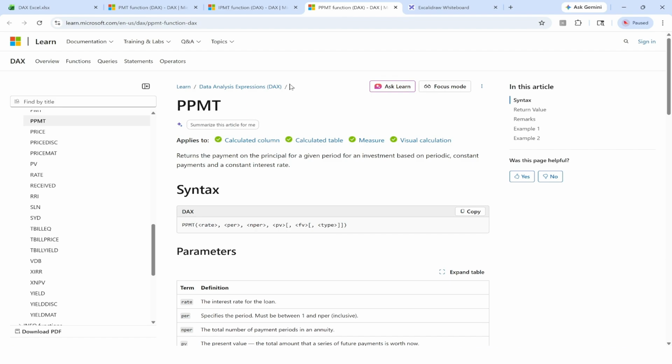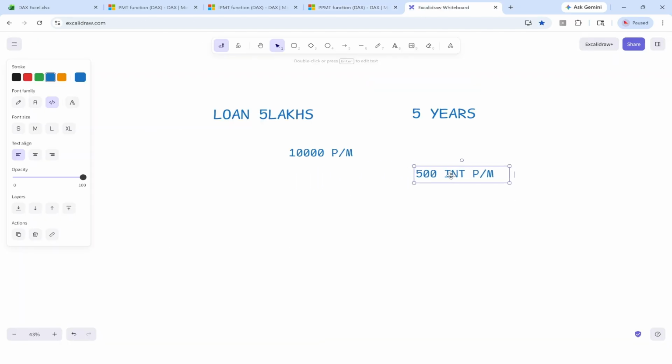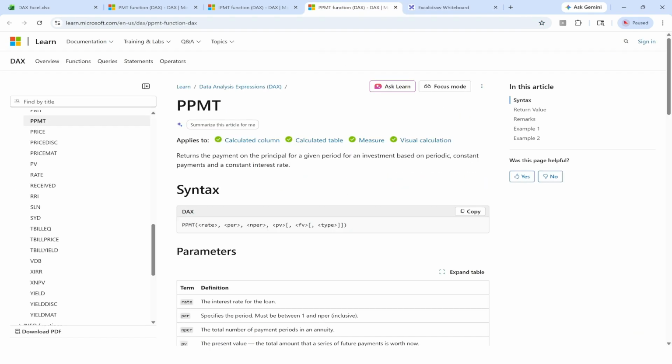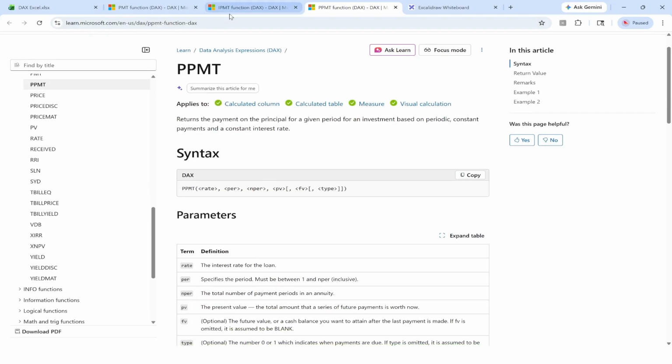Now coming to PPMT, this is the principal payment. You need to calculate the principal payment. What is meant by principal payment? For the first month you are paying 500 interest. If I subtract the interest from this amount, what is the principal amount? 9,500. So you calculate this 9,500 as the principal payment and 500 as the interest payment. This is about PPMT, and the syntax is the same as IPMT.